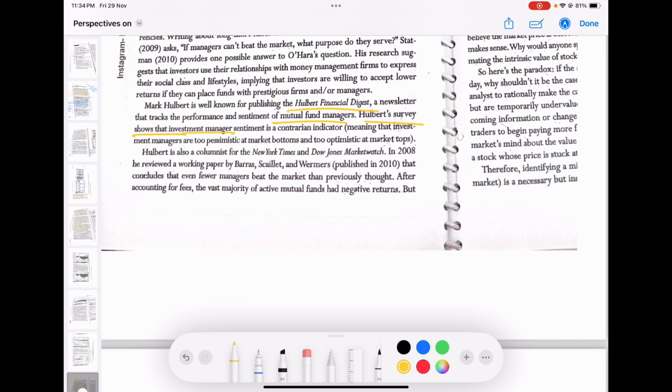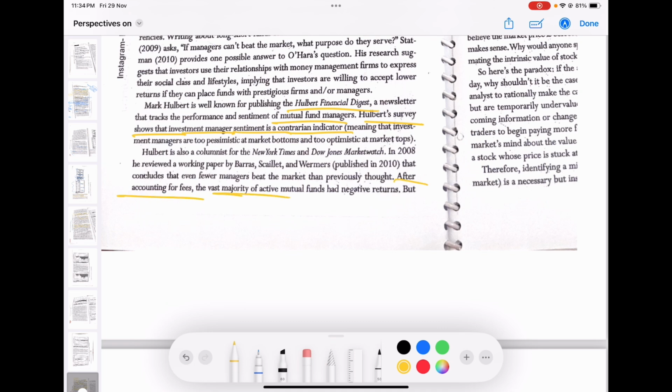Halbert's survey shows that investment manager sentiment is a contrarian indicator. So what does that investment manager sentiment mean? It basically talks about whether the investment managers, the fund managers, the hedge fund managers, are optimistic or pessimistic in nature. Now, that is one thing he thought.